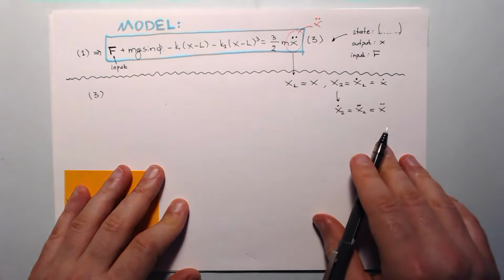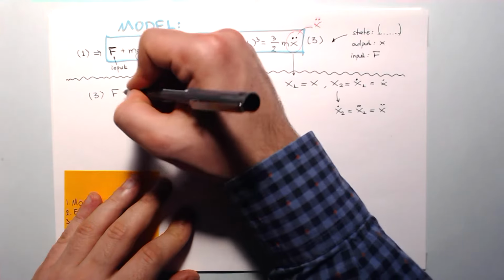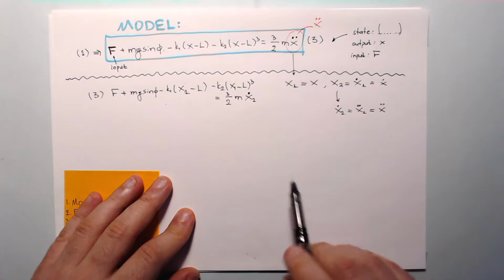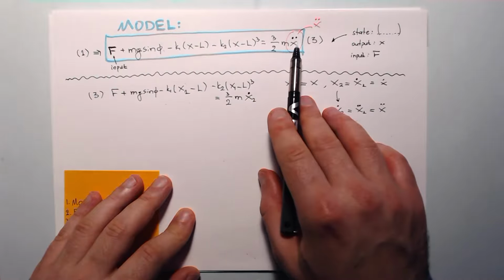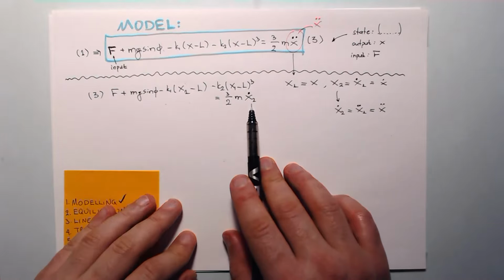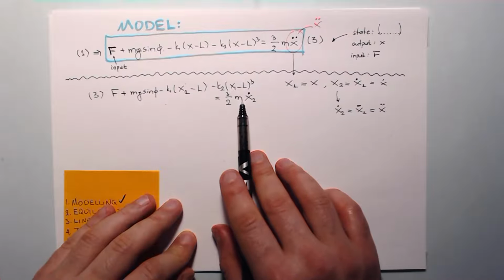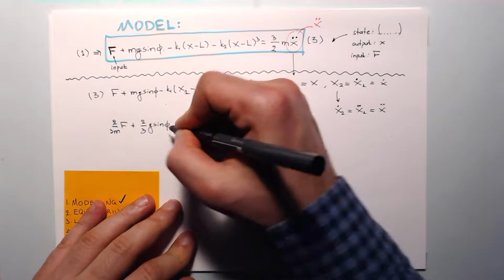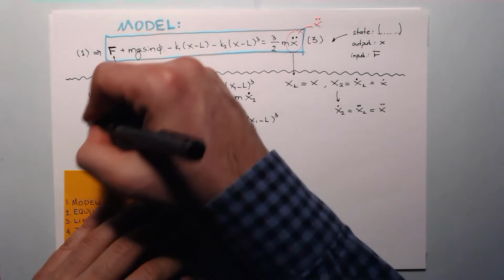I'm writing it down now in its state space representation. Let's copy everything from above. So you see x becomes x1, x becomes x1, x double dot becomes x2 dot. Let's get rid of 3 over 2m. So let's multiply everything by 2 over 3m. And what is that equal to?